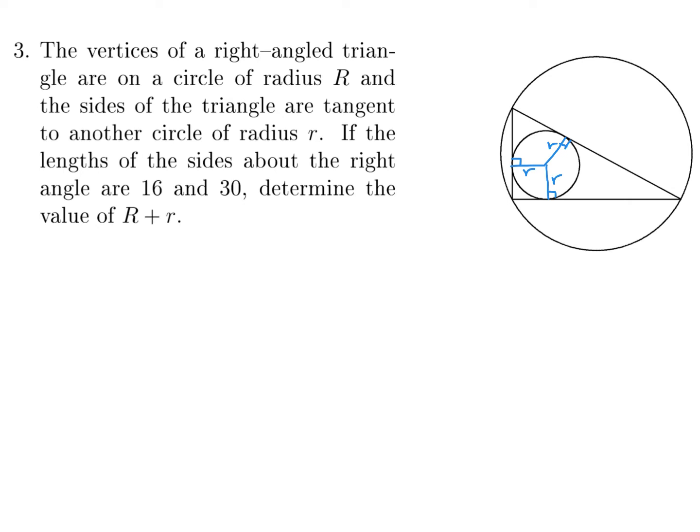And we are told that the sides are 16 and 30, right? So that means this is r from here to here, and therefore from here to here would be 30 minus r. 30 minus r. And in a very similar way, from here to here is r. So that means from there to there would be 16 minus r. 16 minus r.